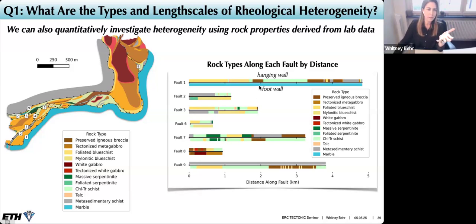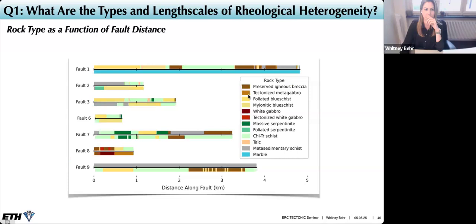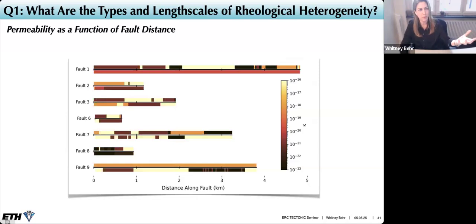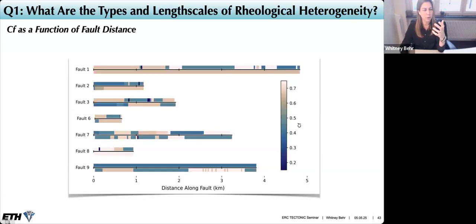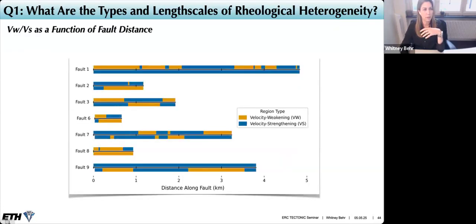So once we have all the rock type distributions, then we can repopulate this with the properties that we compiled. So for example, here's permeability as a function of fault distance along each structure. Here's viscosity as a function of fault distance along each fault. Here's coefficient of friction, and here's the velocity weakening versus strengthening patches.